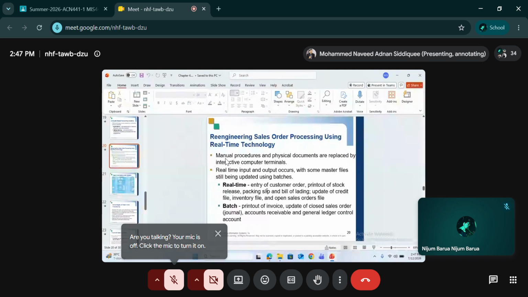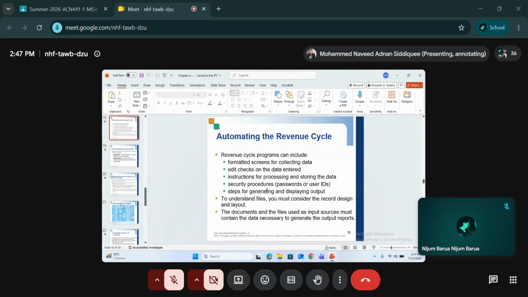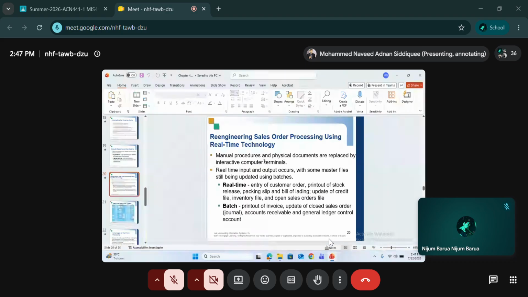Okay, so we finished over here in the last class. We were talking about re-engineering sales order processing using real-time technology. We talked about re-engineering, we talked about automation, and we talked about aspects of real-time and batch processing within the context of re-engineering sales order processing using real-time technology. So we finished over here.